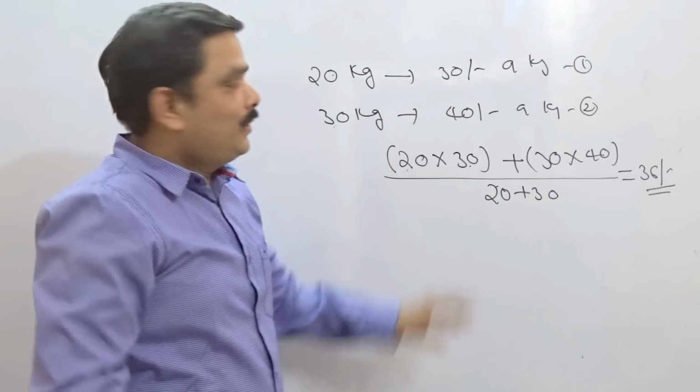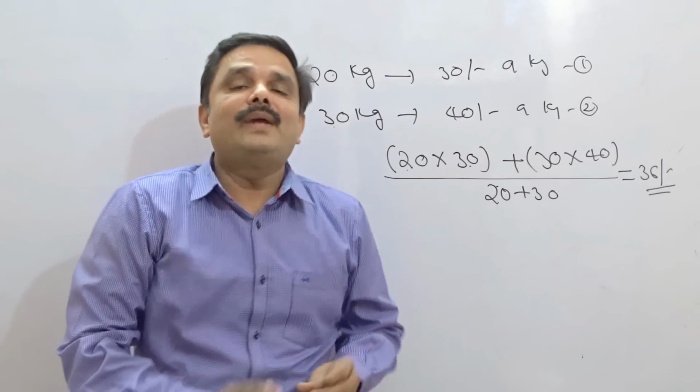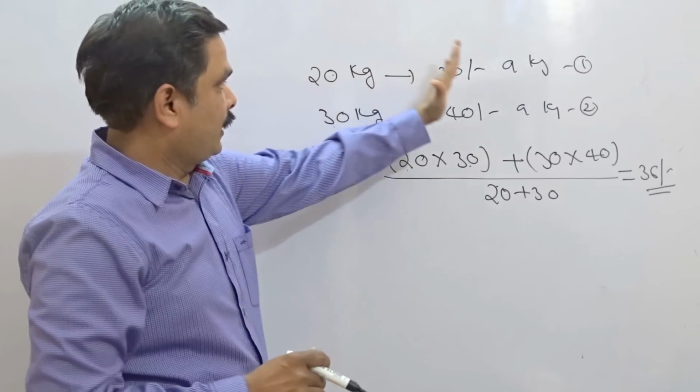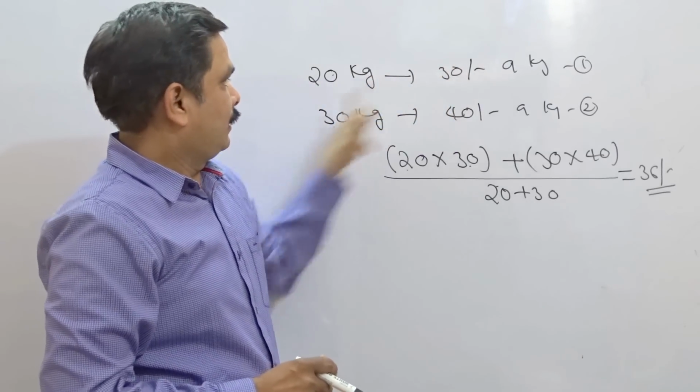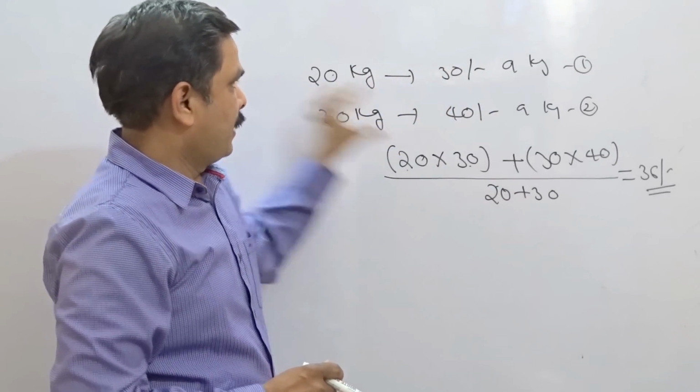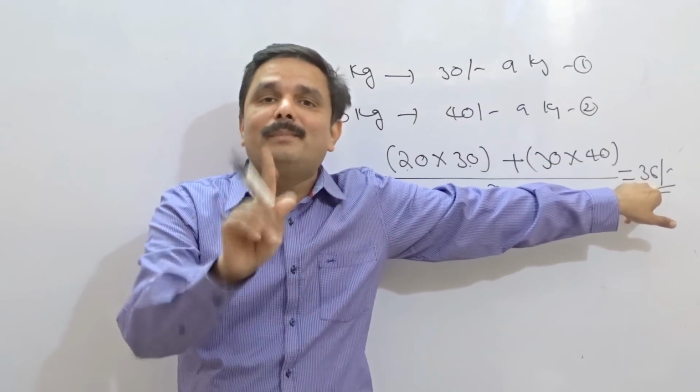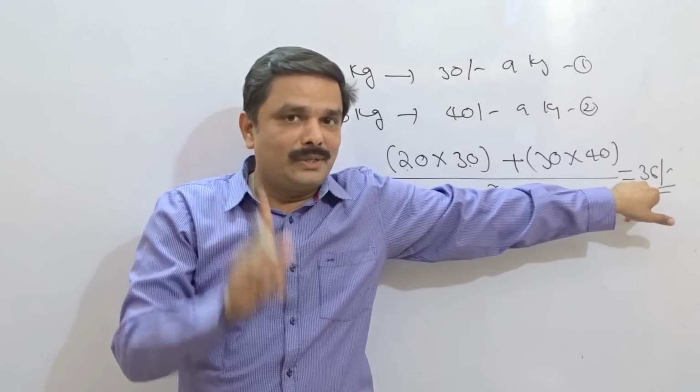What did you understand from this? This is called the weighted average method. What I have done: 20 kgs into 30 rupees gives the total price of this one, and the same for the other, then the total price divided by the total quantity gives the price per kg of the mixture. Hope everybody understood this.